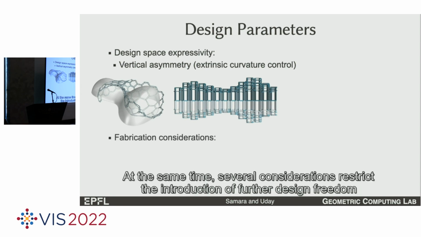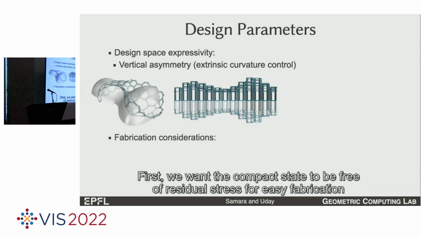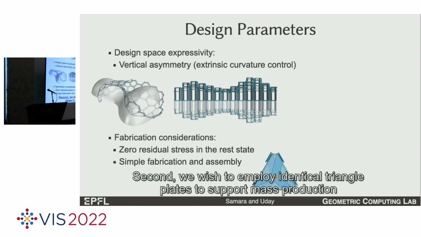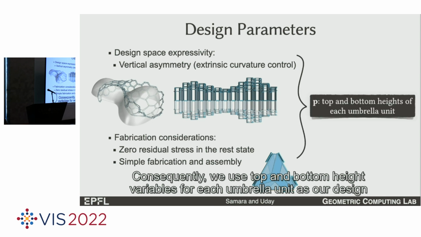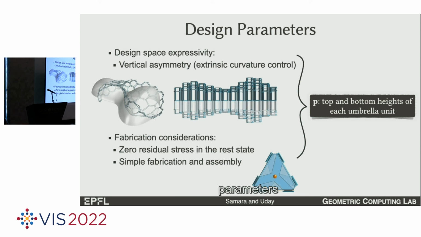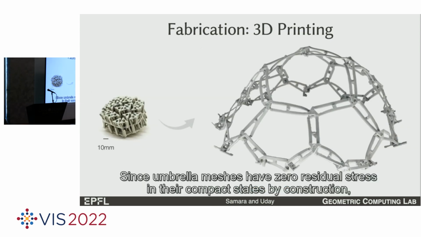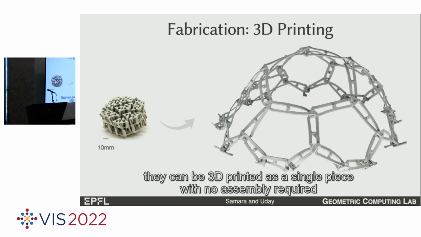At the same time, several considerations restrict the introduction of further design freedom. First, we want the compact state to be free of residual stress for easy fabrication. Second, we wish to employ identical triangle plates to support mass production. Consequently, we use the top and bottom height variables for each umbrella unit as our design parameters. Since umbrella meshes have zero residual stress in their compact states by construction, they can be 3D printed as a single piece with no assembly required.